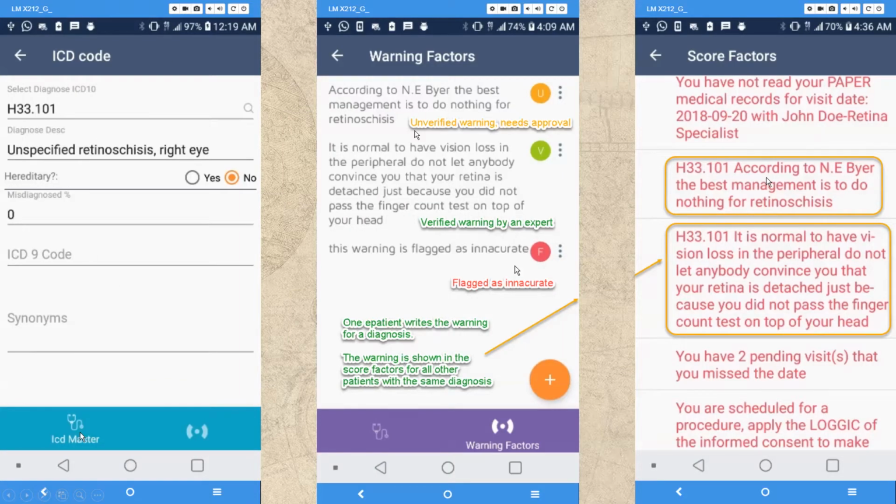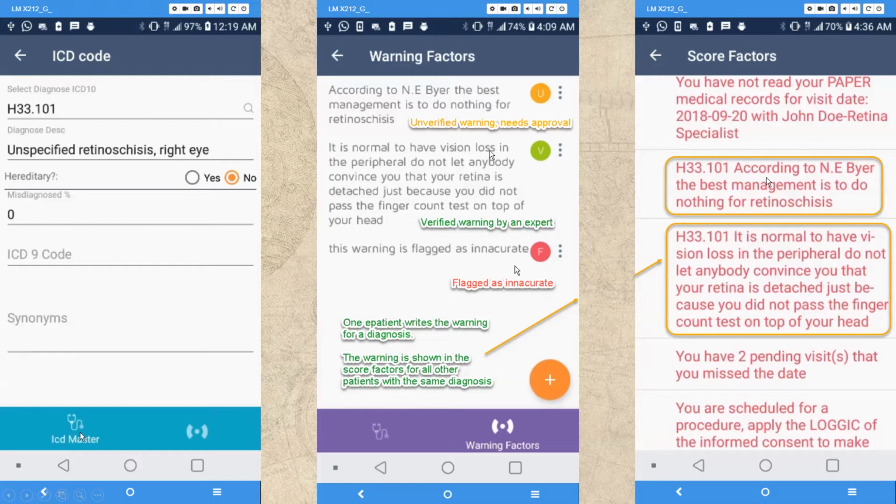You select your disease and then you write your warning factors. Read here, according to Ambati for retinoschisis, the best management is to do nothing, warning other patients. This U means unverified warning, needs approval from an expert.